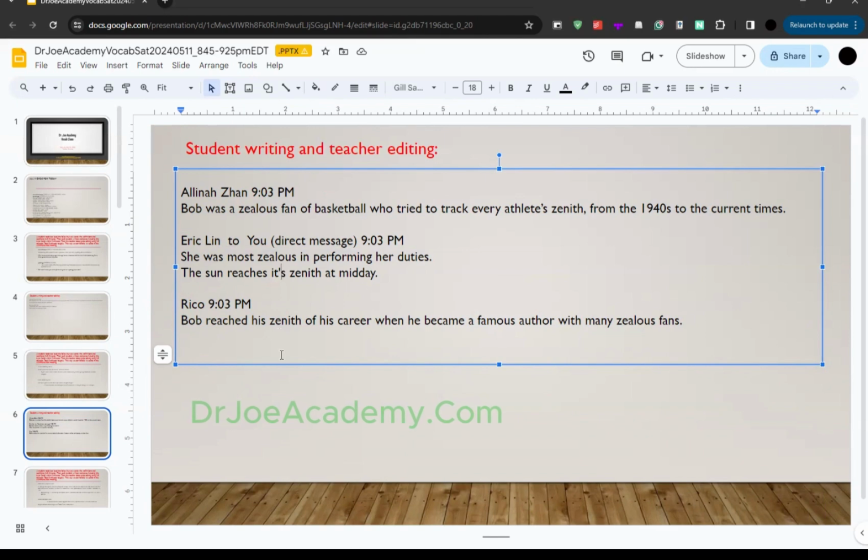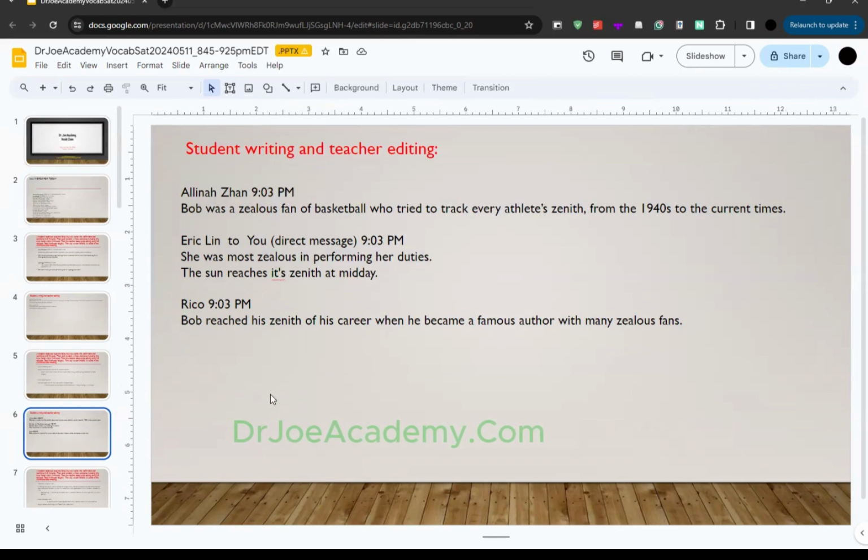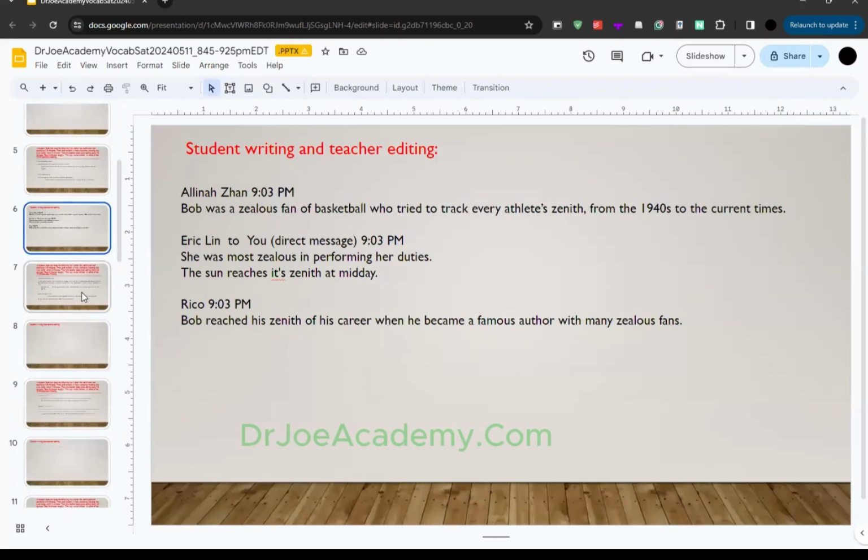And Rico, finally, do you want to read your sentence? Bob reached his zenith of his career when he became a famous author with many jealous fans. Great job, Rico. So this is a great sentence as well, and it is very well written, and you also use both of the vocab words correctly, so well done. And everyone did a great job with these two vocab words, so well done, everyone.